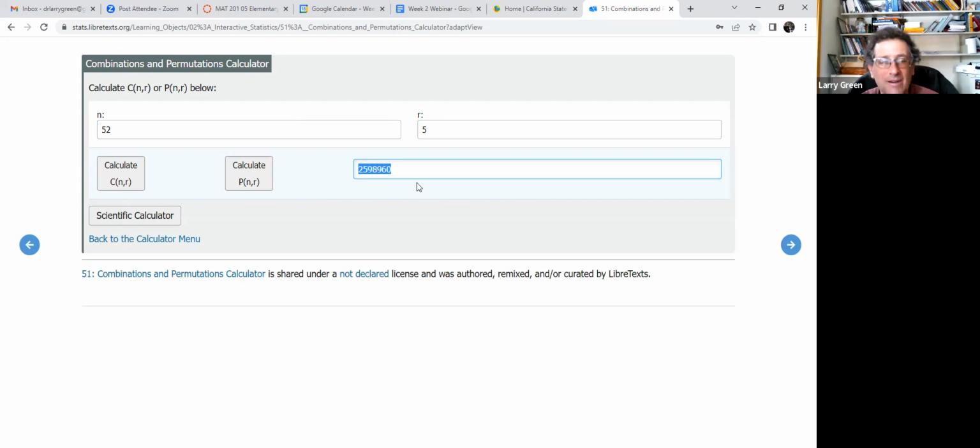But what you do need to know is if you need to find out how many ways there are of picking a certain number of items out of a larger collection, then this is the calculator to use. If order doesn't matter, it's CNR. If order does matter, it's PNR. So it's 2,598,960. I don't want to have to memorize it, so I'm going to copy and paste it.